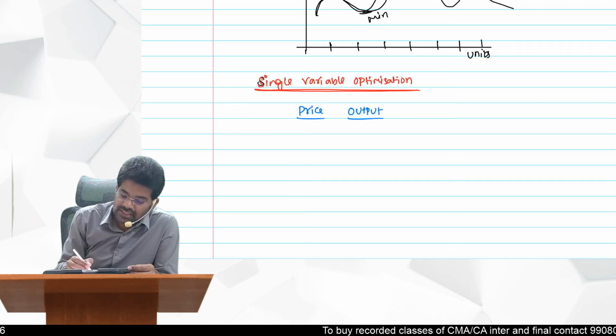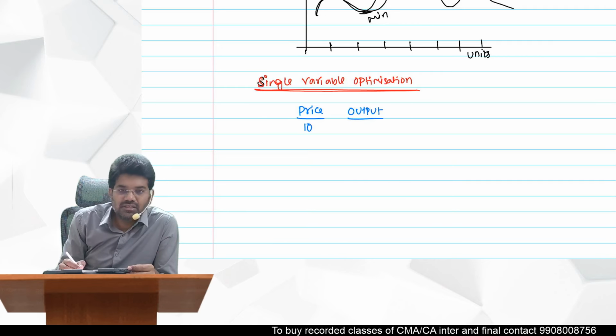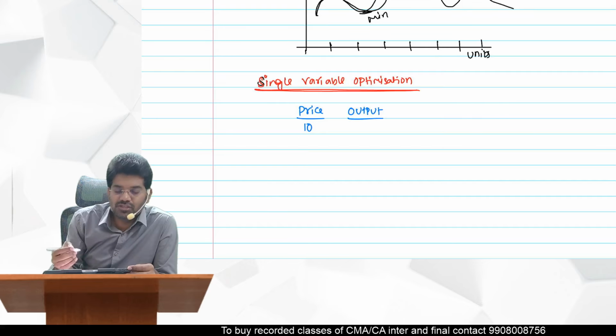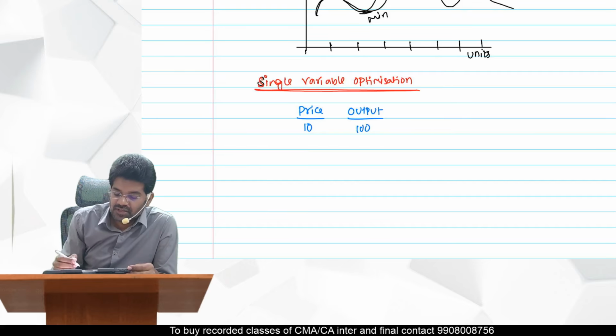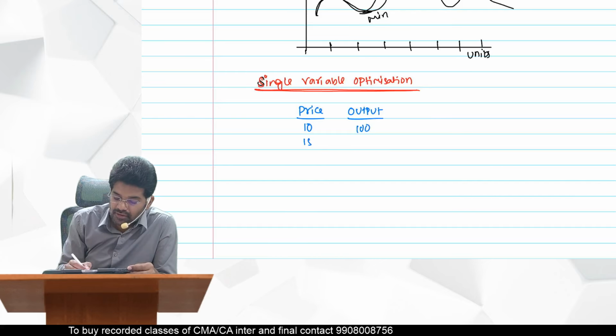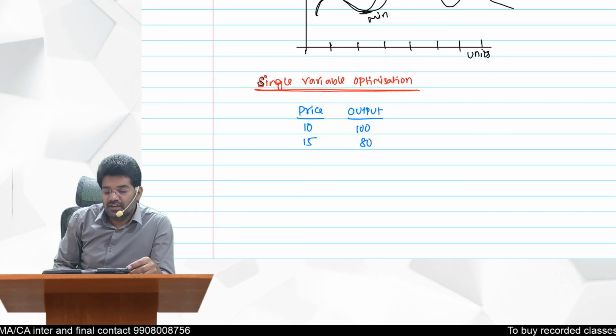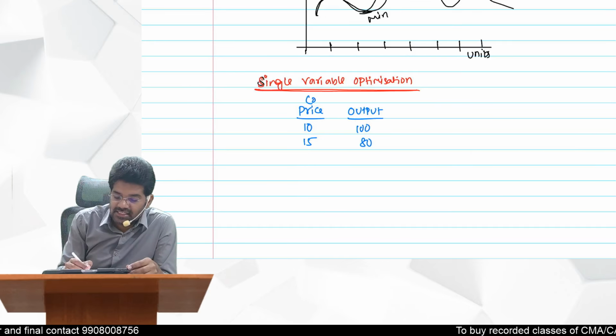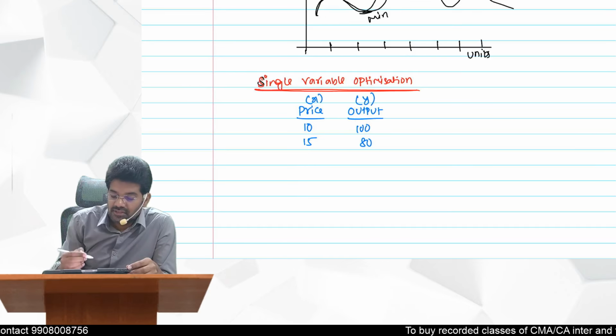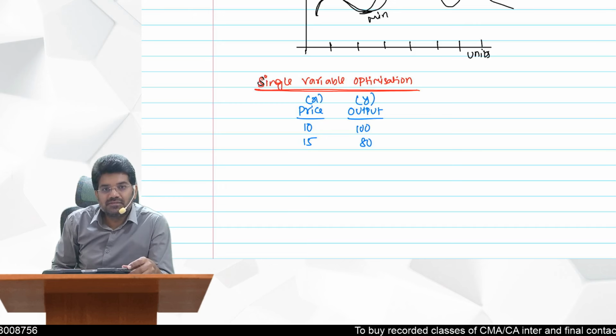Say if price is 10 rupees, the output will be, I mean, the units sold is 100 units. If I increase my price by say 5 rupees, to 15 rupees, my output will be say 80 units, right? Now this is X, this is Y. These are my two variables.